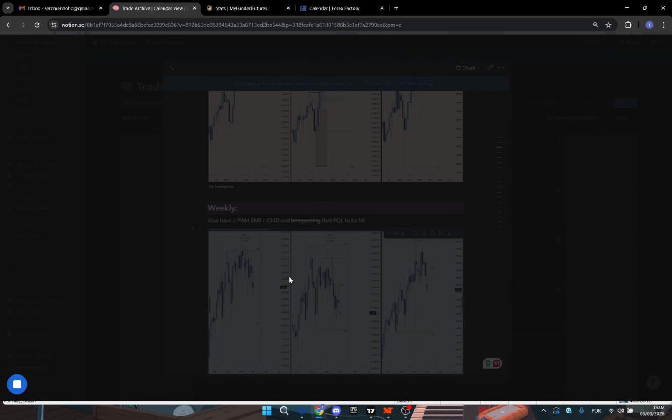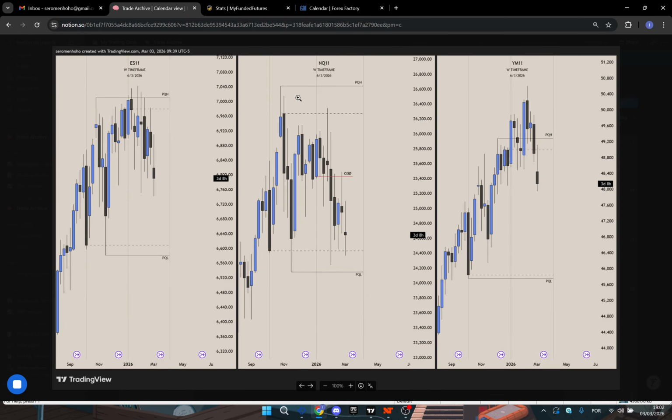Going to the weekly, we have still this previous quarter high SMT and change in state of delivery. Also these bearish reactions to the opening price of the order block. So I'm still expecting price to come down to this previous quarter low.